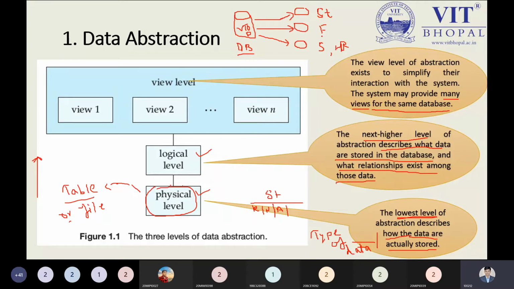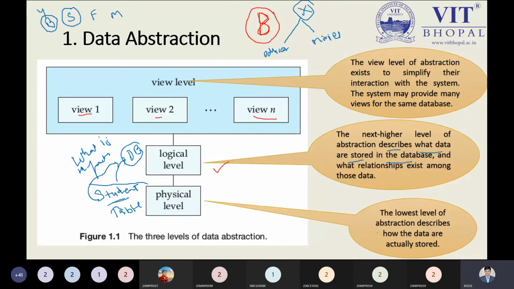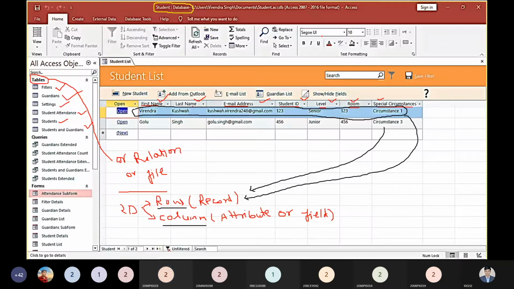Yes, tell me right now. Is this diagram clear to all right now? Yes, sir.